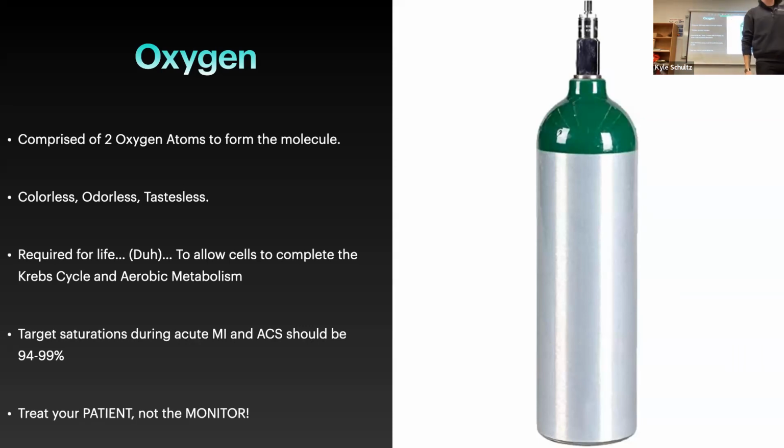Treat your patient, not the monitor. Huge thing. SpO2 in general is one of those devices that EMS and medicine as a whole has developed into using as a crutch. Don't rely on your SpO2. SpO2s can be notoriously faulty, right? How many things can throw off an SpO2? Give me an example. Nail polish. What else? Cold hands. Cold hands. What else?